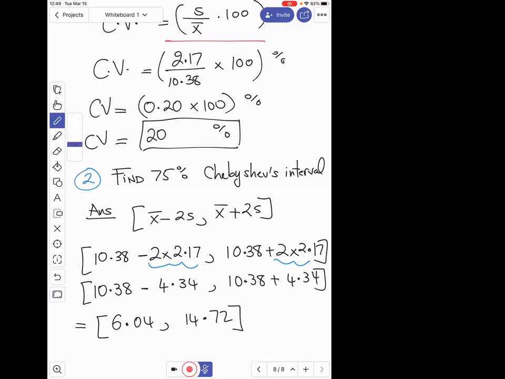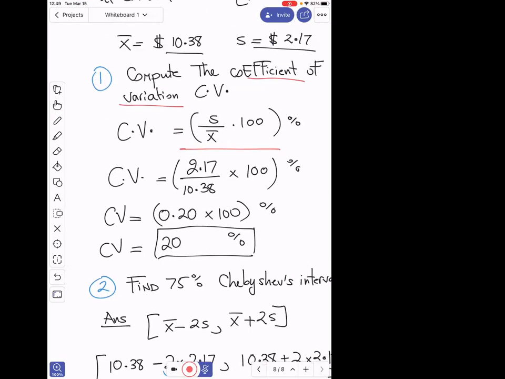So I guess, Kayla, you mean this, right? The x bar minus 2s, x bar plus 2s. This is what we call the Chebyshev interval. But in the first part of the question, it was the coefficient of variation, right? That one is the coefficient of variation.